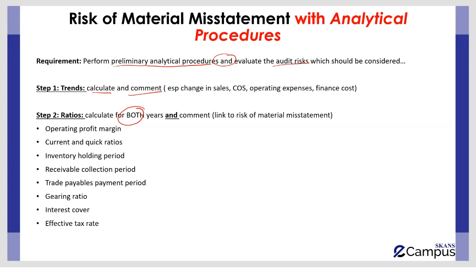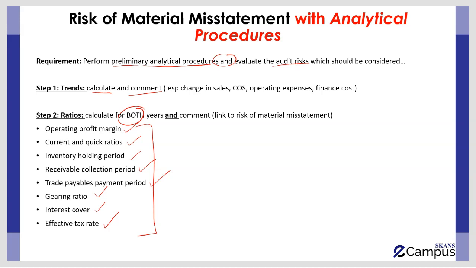So when I say calculate and comment for both years, there's a list of commonly given ratios in the answer that you should use as a guideline for your evaluation. So for both years, you could calculate the operating profit margin, current and quick ratios, inventory holding period, receivable collection period, trade payables payment period, gearing, interest cover, and effective tax rate. Once you've done all these calculations, you can then go on to start writing down your answer.